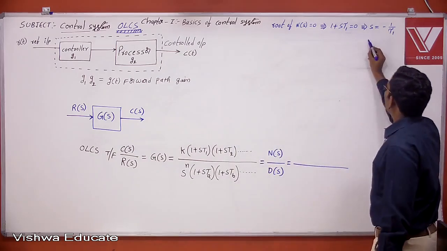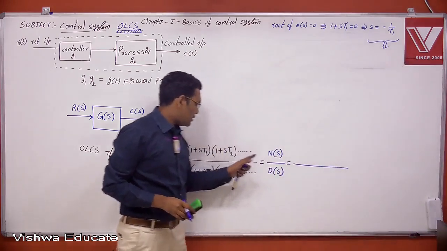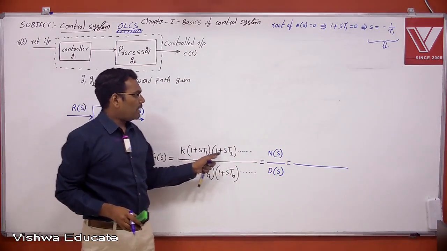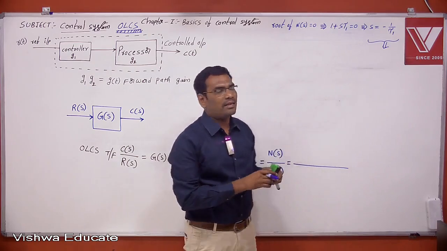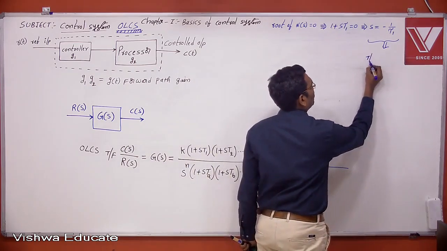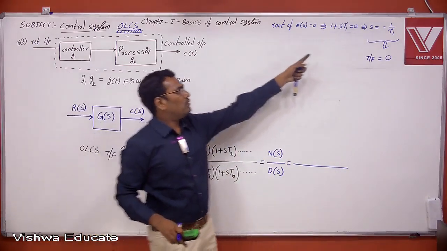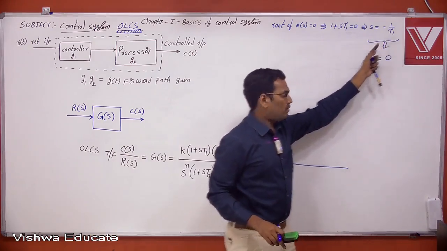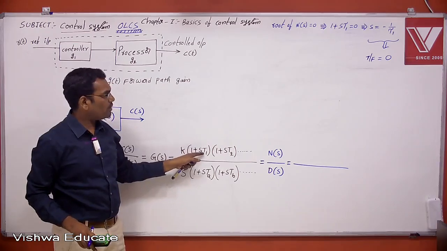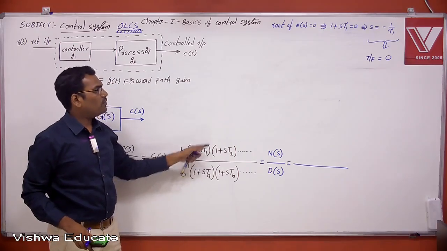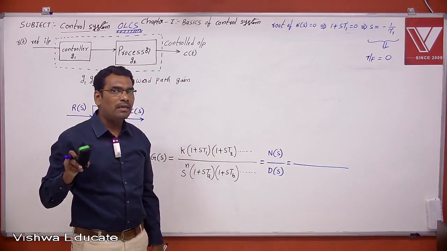Now take this particular root and substitute it in the transfer function. Take this numerator polynomial root and substitute in the transfer function, and the transfer function will become 0. Now s equal to minus 1 by tau 1. Substitute it here. S equal to minus 1 by tau 1 means tau 1 cancels, 1 minus 1 is equal to 0. Now the transfer function will become 0.